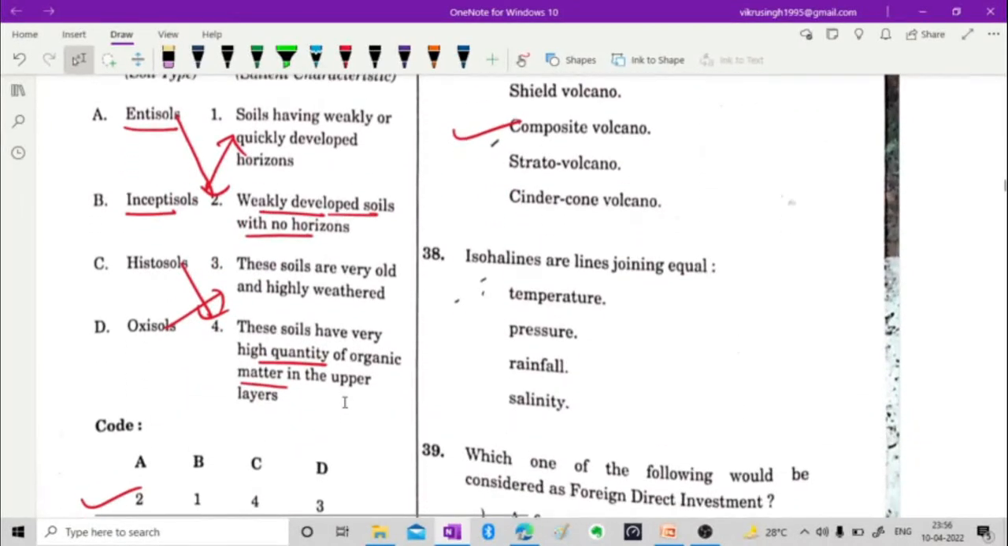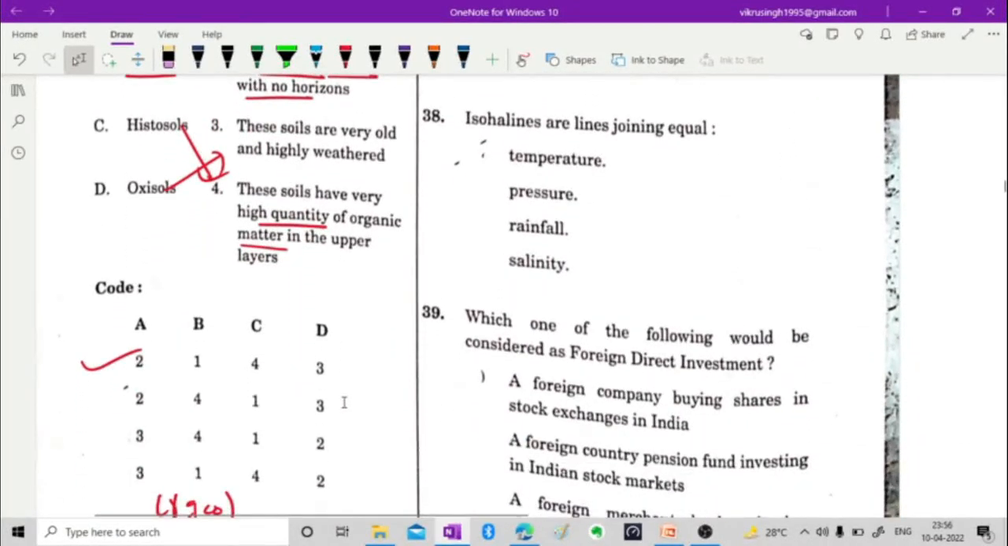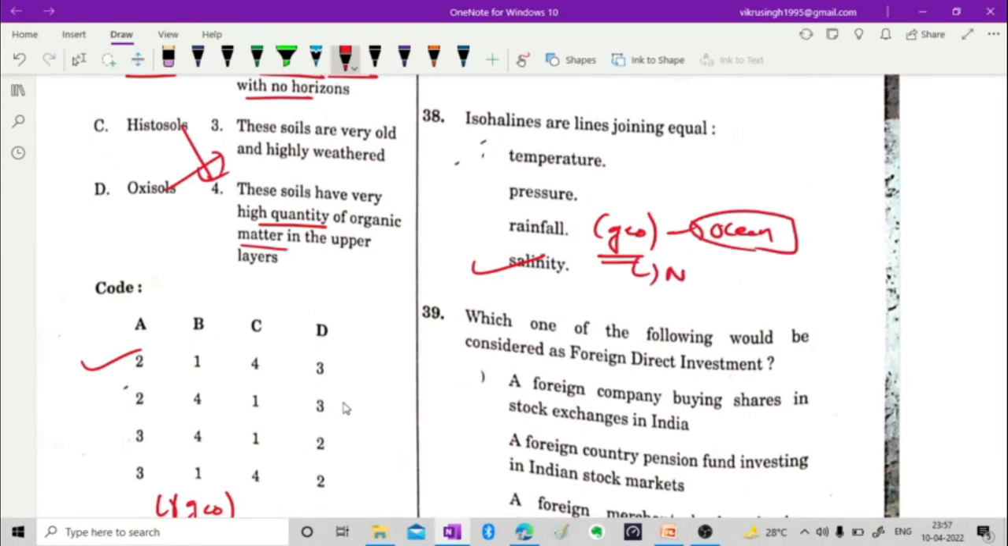Question number 38, isohalines are lines joining equal salinity. So this is also geography, oceans. So read the NCERT geography book, class 11th. Bahut important hai, two parts.